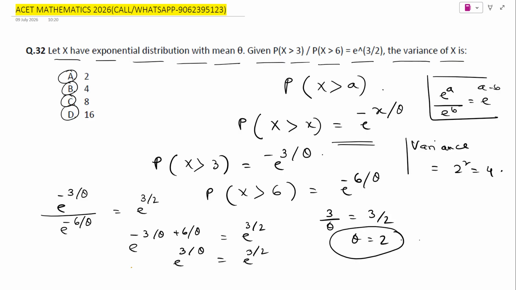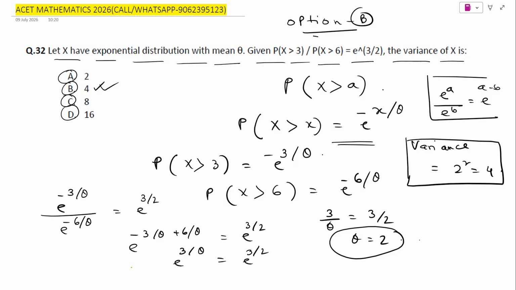So what is the final answer? The final answer is 4. So option number B. Yes, option B is the right answer for this particular question.